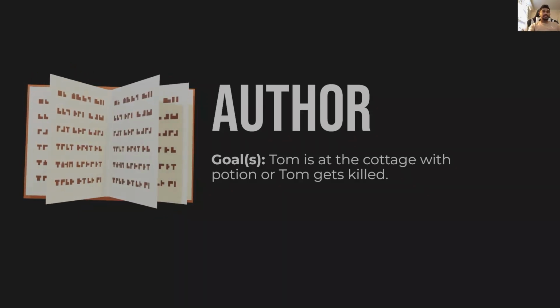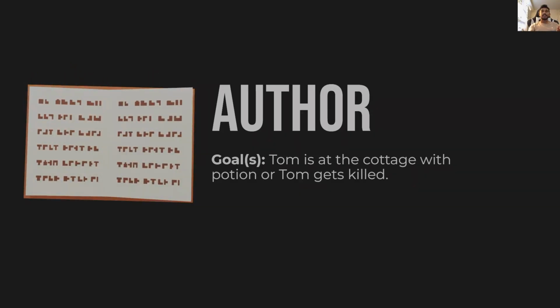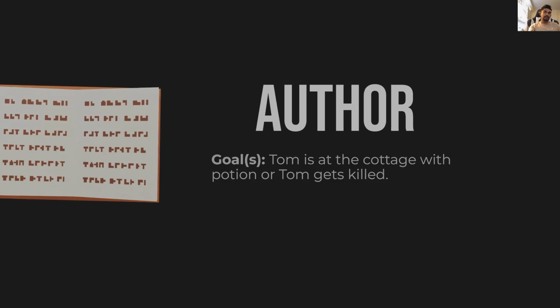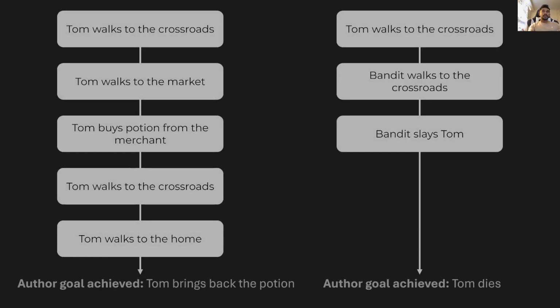There's a special agent in the Sabre planner, which is the author, and the author has 2 goals. Either Tom needs to die in the story, or Tom needs to bring back the potion to grandma's cottage in order to end the story. So here are two of many plans that the planner can come up with that achieve the author goals. In the left one, Tom brings back the potion, but in the second plan, Tom dies.